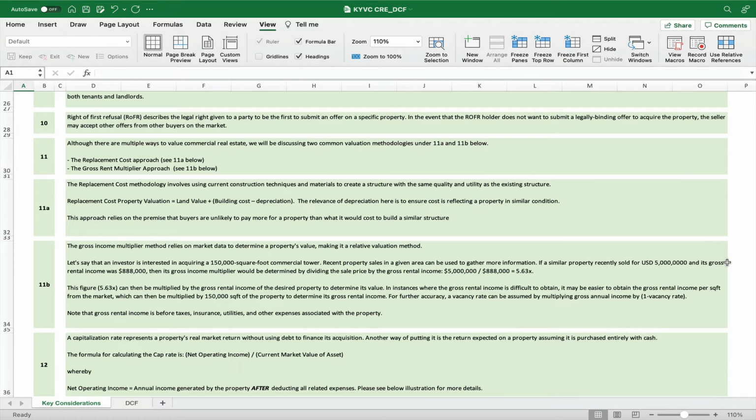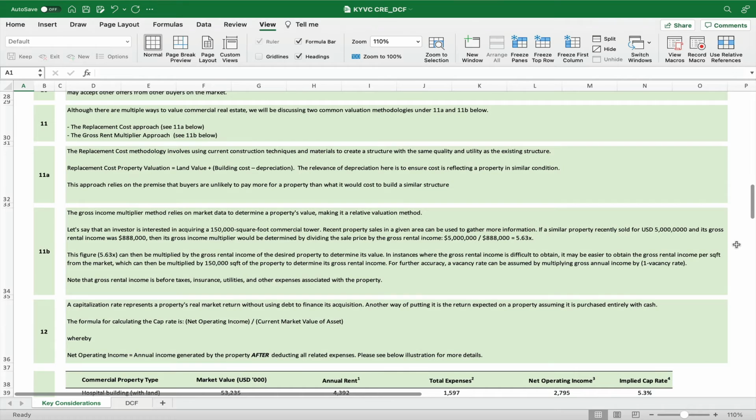The replacement cost methodology, as the name indicates, is a calculation of what it would cost to replace a certain property in its existing shape and form. And so it entails using current construction techniques and materials to create a structure with the same quality and utility as the existing structure. So it's not replacing it with a brand new facility. Its formula is value of the land plus the cost to build minus depreciation.